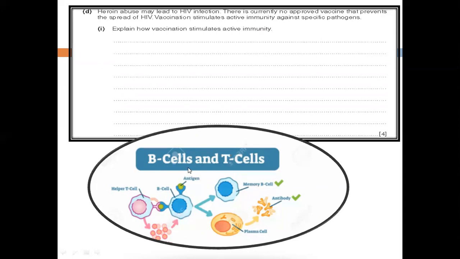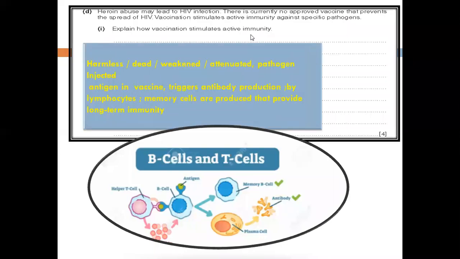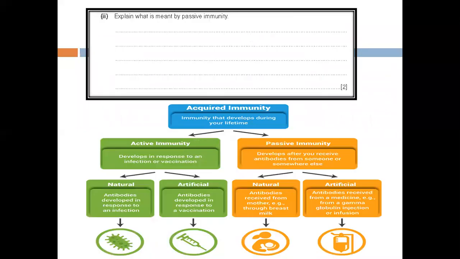So this is vaccine, right? The process of administering the vaccine is called vaccination. Now explain how vaccination stimulates active immunity. Before discussing active immunity, I should know about the types of immunity. Look here, we have two types of immunity, active immunity and passive immunity, right?